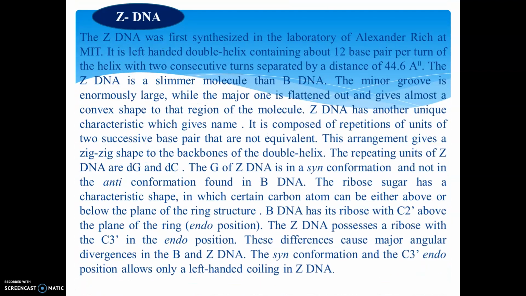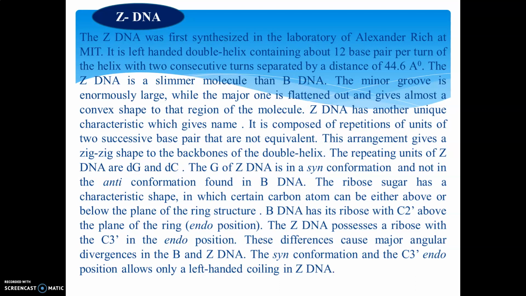Now Z DNA and its characteristics. Z DNA was first synthesized in the laboratory by Alexander Rich at MIT. It is a left-handed double helix containing about 12 base pairs per turn of the helix, with two consecutive turns separated by a distance of 44.6 angstrom.